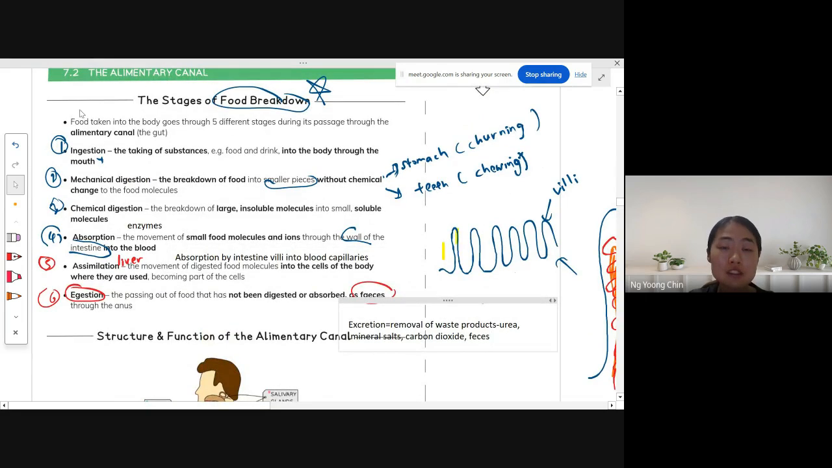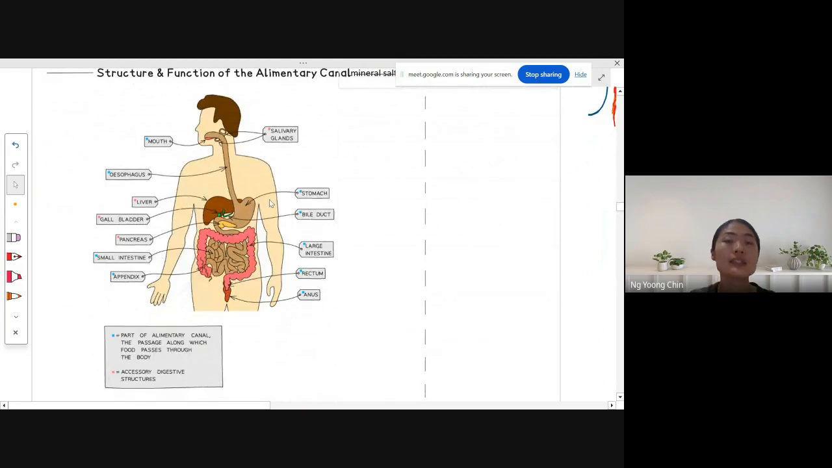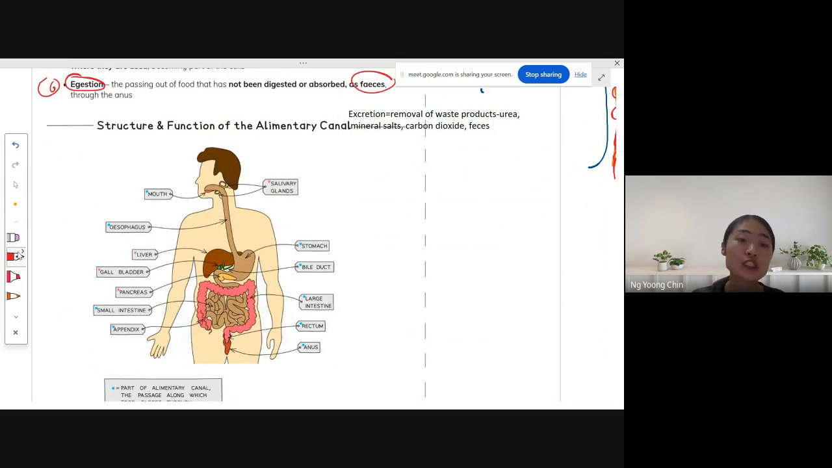Okay, so that's the stage of the food breakdown. You can see from this process, you're able to take the nutrients or the energy contained inside the food to supply your body cells. Then another thing you need to study is the structure of the alimentary canal. This one. Please remember the structure.